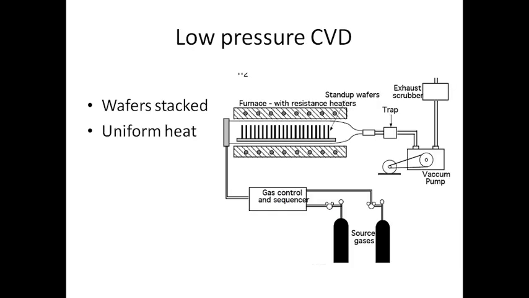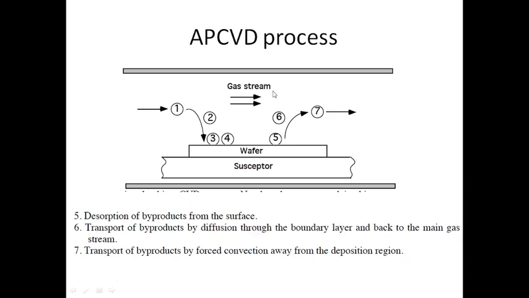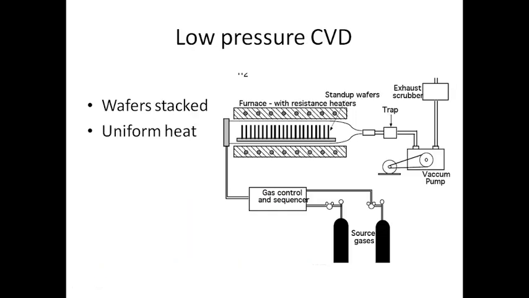So that is one, atmospheric pressure. Next, there are some possibilities. In the previous process, APCVD, we just put a few wafers horizontally placed. Suppose you want to deposit on a large number of wafers; they can be stacked like this. The wafers can be stacked like this.